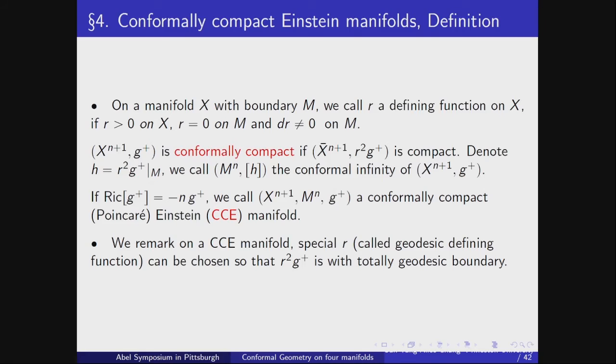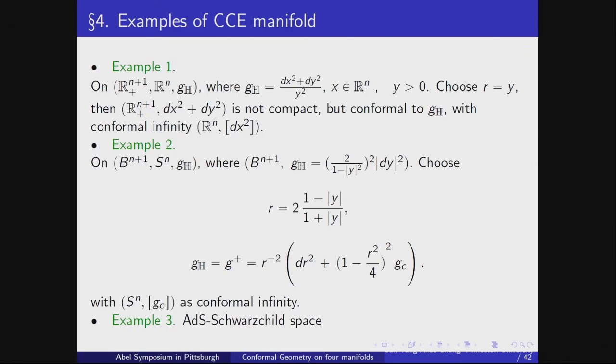If Ricci is equal to minus n g plus, we call it conformally compact Einstein, which means Poincare-Einstein. We remark that once you know this defining function exists, you can always make a special choice so that the compactified metric is totally geodesic.